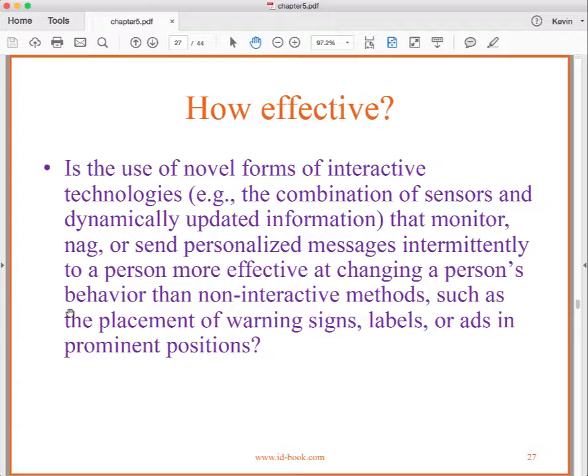For instance, we can monitor, we can nag, we can send personalized messages intermittently to a person. One of the things that I get fairly often is my smartwatch will buzz, and when I look down, it's telling me to move. It hasn't really worked for me that much, but it seems to work for my wife. I see her get up from time to time. I go, "What's up?" And she goes, "Oh, my watch just told me it was time to move, so I'm going to go get a glass of water and walk around the house." So it does seem to work for some people and not for others.